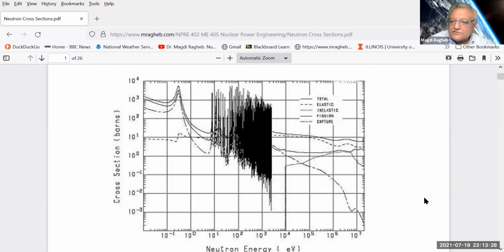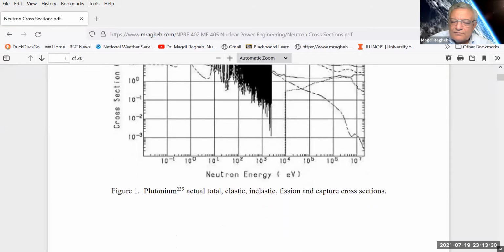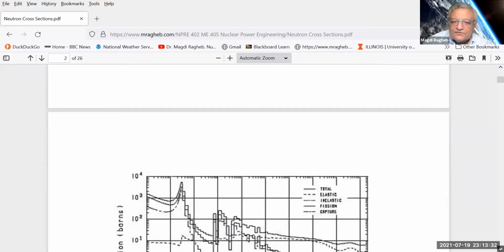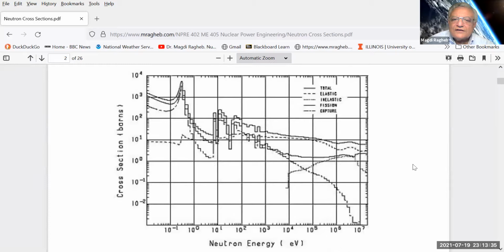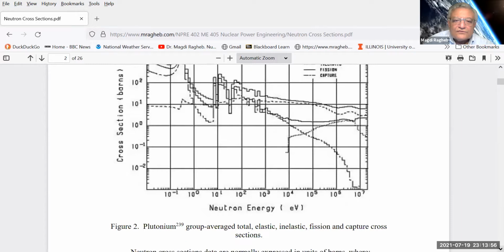So people who measure those cross-sections try to help us by creating what is called evaluated cross-section. In that case, they divide the energy region into little segments or different ranges. They have a name for them, groups of energy, and they present us databases where we can use those ranges of energy or group cross-sections for making calculations of the criticality or design of different reactors. This is called now the group average total, elastic, inelastic, fission, and capture cross-sections.